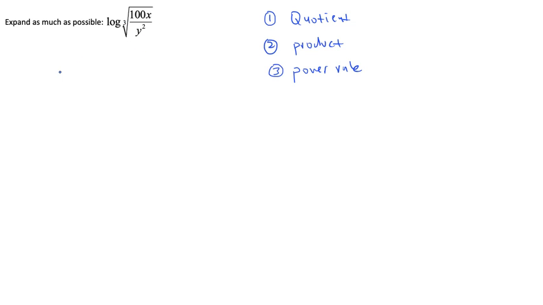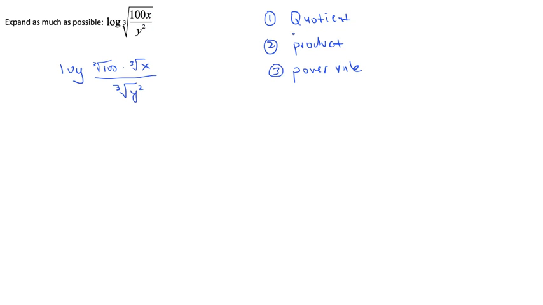Now, this cube root is going to cause some issues. There are a couple of ways to deal with this, but what I'm going to do is apply it to each term. So it's the cube root of 100 times the cube root of x, all over the cube root of y squared. Remember, the log doesn't have a number down here, so it's automatically implied that the base is 10. I'm going to apply the cube root to each of the 3 terms here, and now I'm going to use my rules.